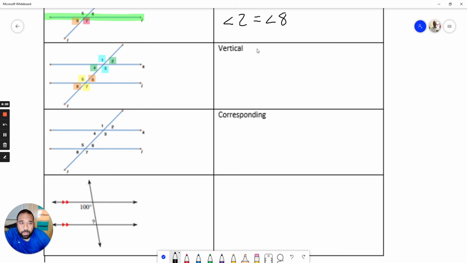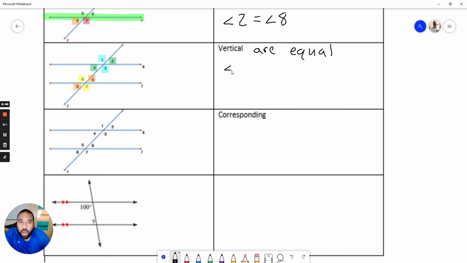Vertical angles are equal. This is where I was talking about it's a little bit easier to see what we're talking about if you color code it. It's kind of hard to write a definition of vertical angles, but if you color code your picture, it becomes pretty easy to see which ones are vertical.